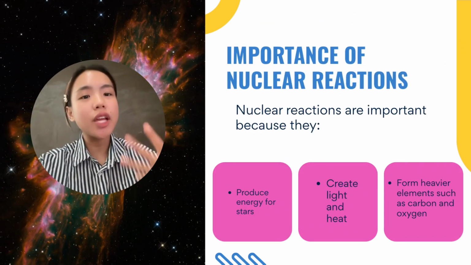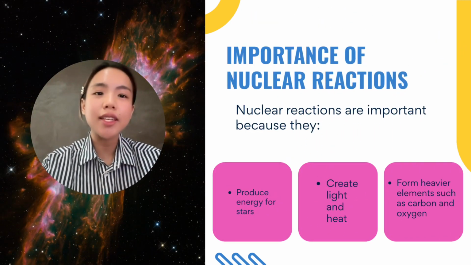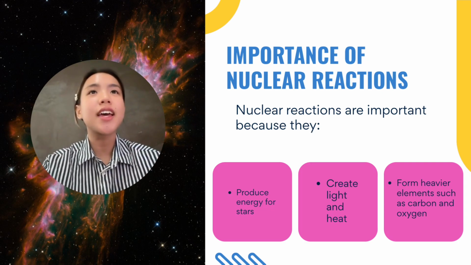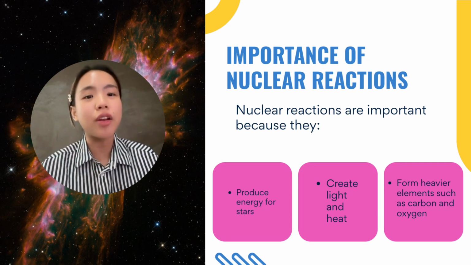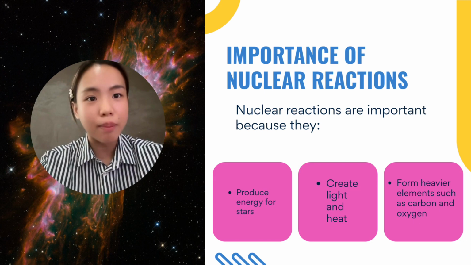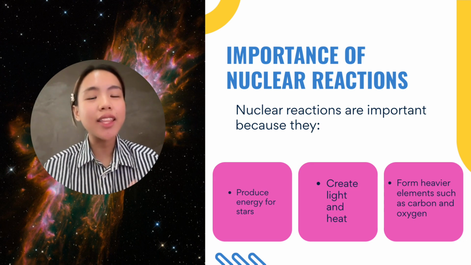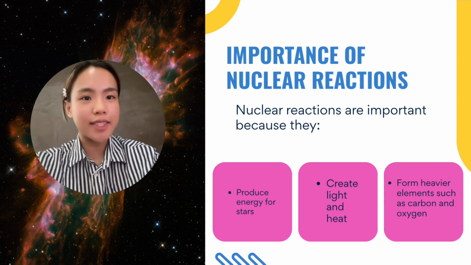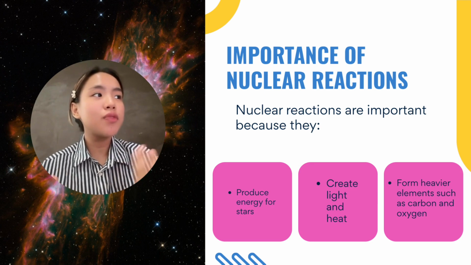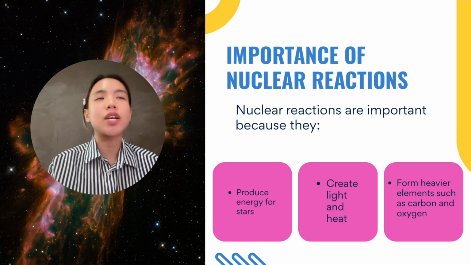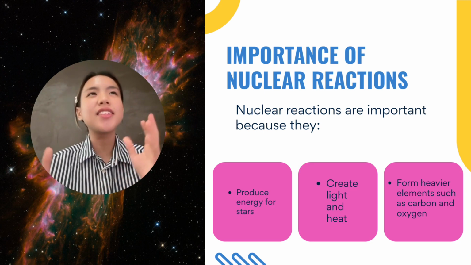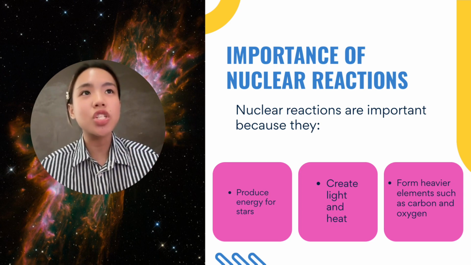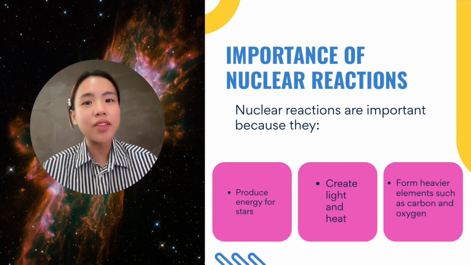Now, nuclear reactions in stars are important because they produce energy for stars, as stars have massive amounts of gravity that they need to overcome. Next, the reactions create light and heat to sustain the planetary system. And lastly, these reactions form heavier elements such as carbon and oxygen, and as the original factory, this condition does not exist anywhere else other than in the stars.